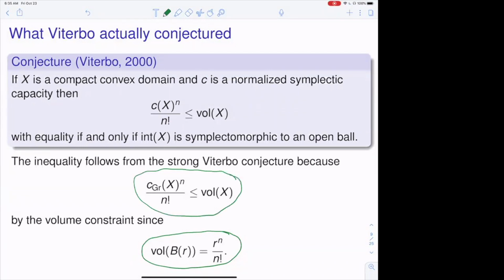But then the strong version of Viterbo's conjecture says that all normalized symplectic capacities are equal. So that would mean that in this inequality, you could replace the Gromov width by any other normalized symplectic capacity, and then you would get this inequality.